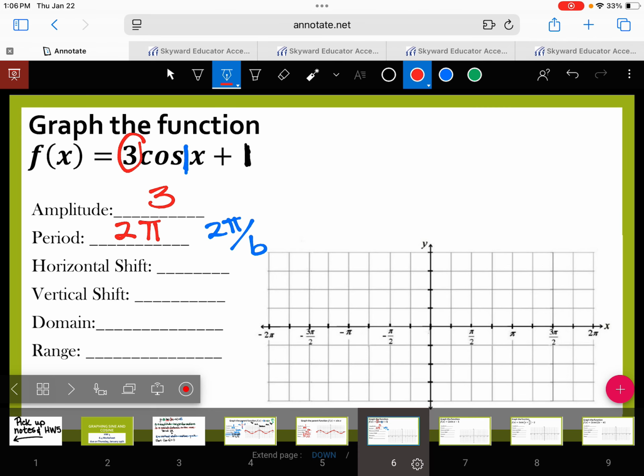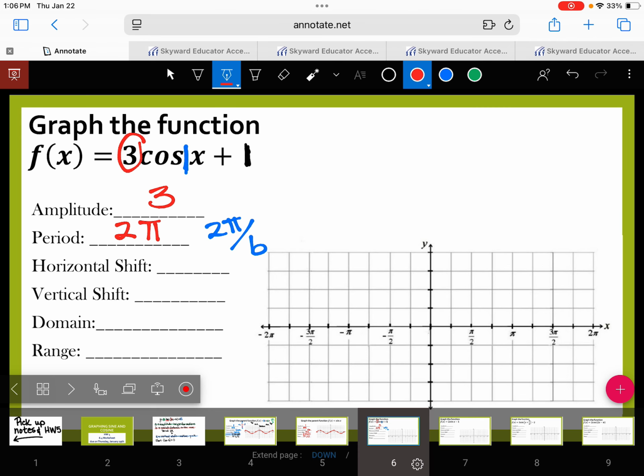Now, let's talk about the horizontal shift. We don't have one, so that's no, NA. Vertical shift, that is your K value. What do you think K is in this function? What's the number at the very end? 1. So because it is 1, this entire wave is going to go up 1.